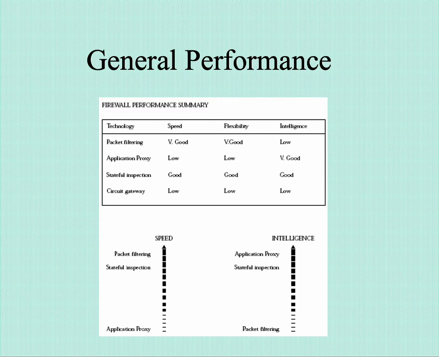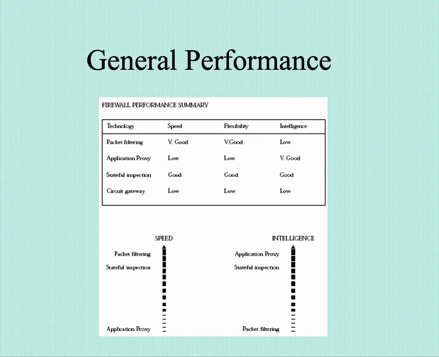So let's look at the general performance of the 4 different kinds of firewalls. The packet filtering, we can see that speed and flexibility are very good, but the intelligence, or the performance capability of the system, is pretty low for packet filtering, which is the minus if you look at it.